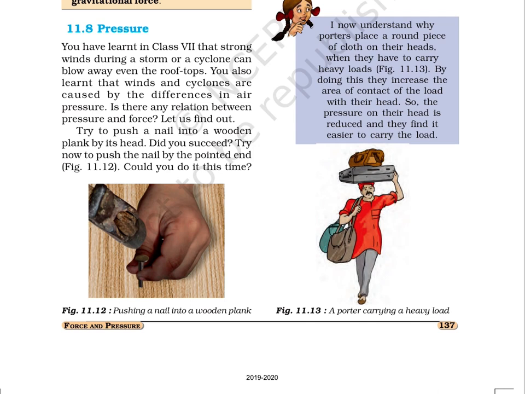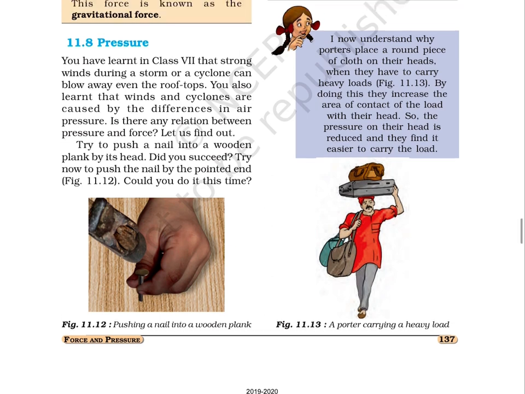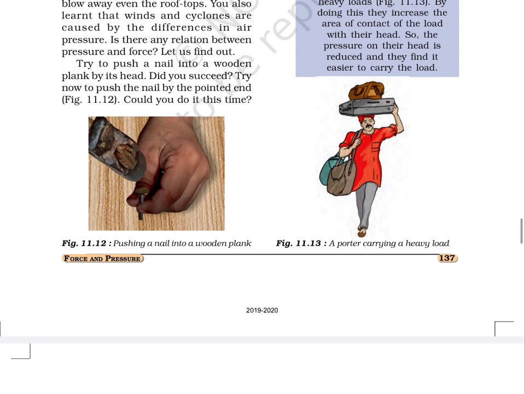Let us find out. Try to push a nail into a wooden plank by its head. Did you succeed? Try now to push the nail by the pointed end, as shown in figure 11.12. Could you do it this time? Figure 11.12. Pushing a nail into a wooden plank.